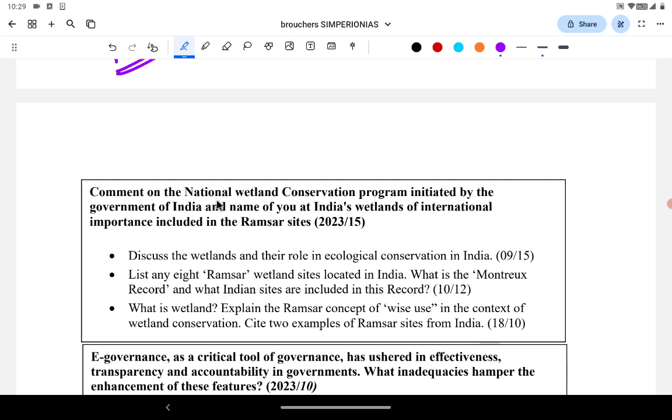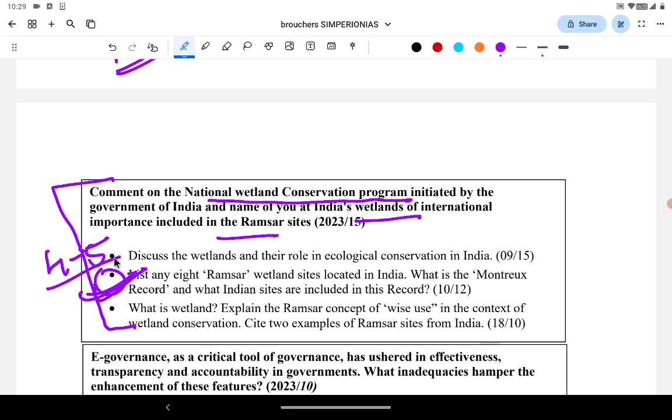Comment on the National Wetland Conservation Program initiated by the Government of India and name the Indian wetlands. See, the names of the Indian wetlands which are Ramsar sites, that question was asked here in 2010. But Ramsar related questions, wetland related questions, have been asked 4-5 times in the last 14 to 15 years.